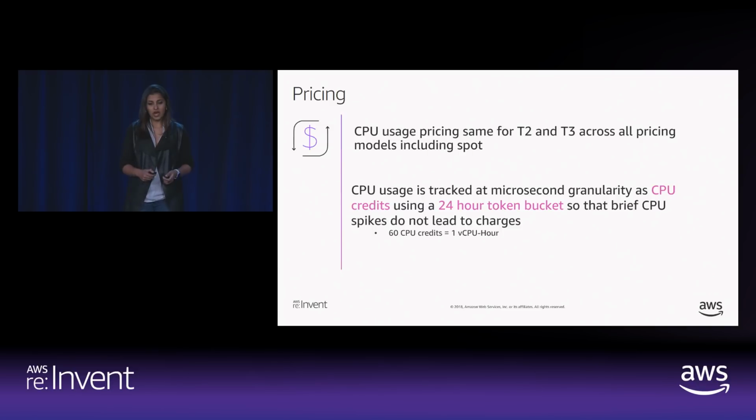The CPU usage is tracked at a microsecond granularity at the CPU credit level, which means that if your workload needs a very small spike, it can do so by using CPU credits and never have to pay any extra fee for the temporary spikes that you have. We calculate the average CPU over a 24-hour rolling period. So as long as your spikes average out over a 24-hour period, you can benefit from the burst performance by paying just the baseline price.